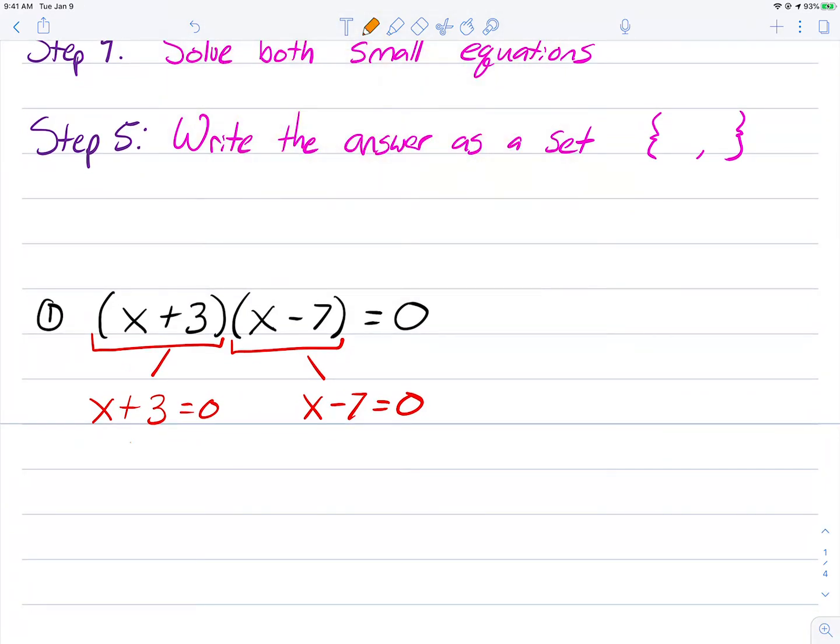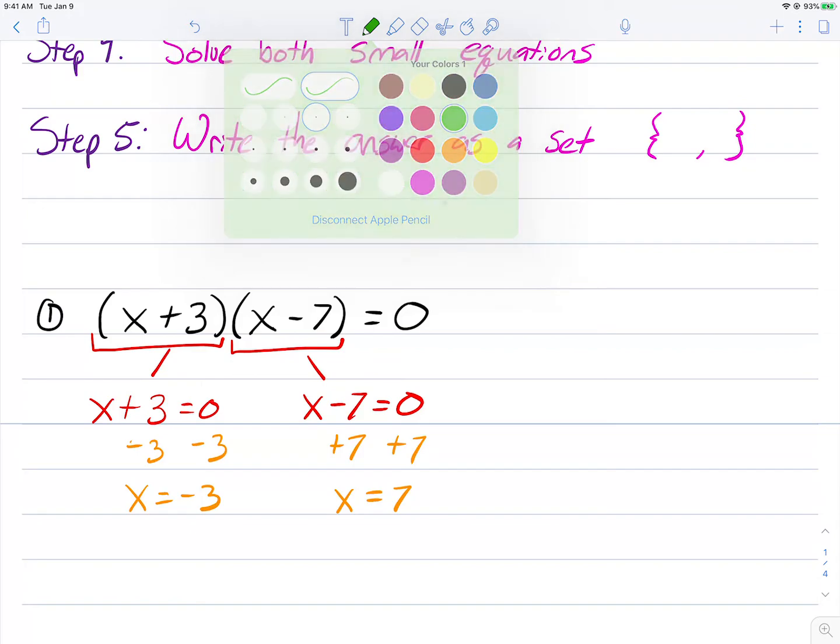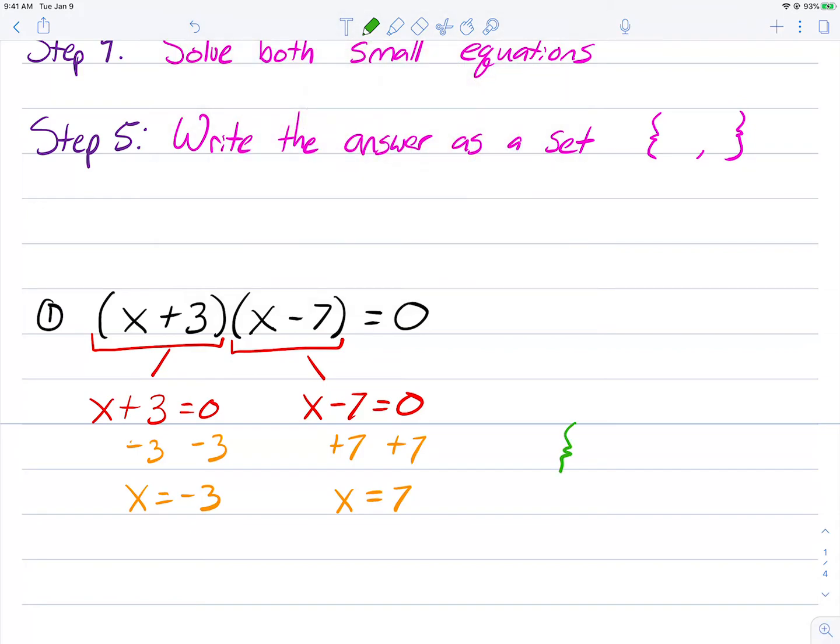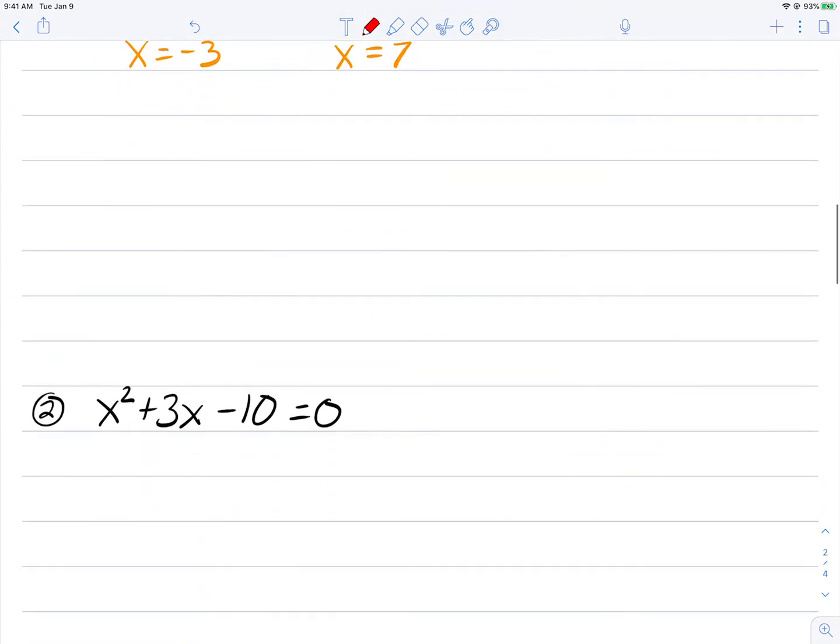On the left-hand side, I'm going to subtract 3 from both sides, and I'm going to get x equals negative 3. And on the right-hand equation, I'm going to add 7 to both sides, and I'm going to get x equals 7, which means that my answer is the set that includes the numbers negative 3 and 7. And I've written my set in order from least to greatest because that's the order sets should be written in. So let's try another one where we actually need to factor first.